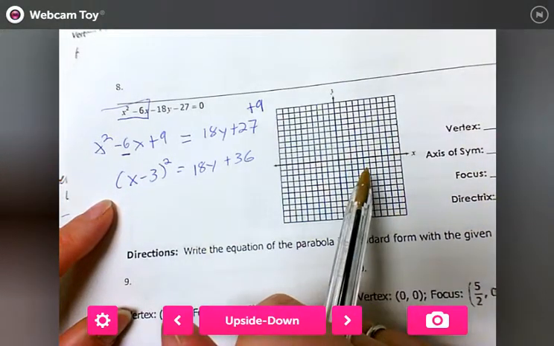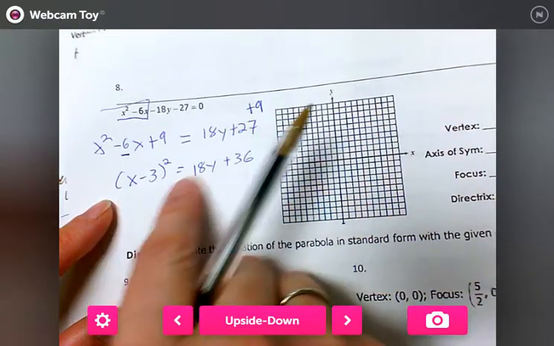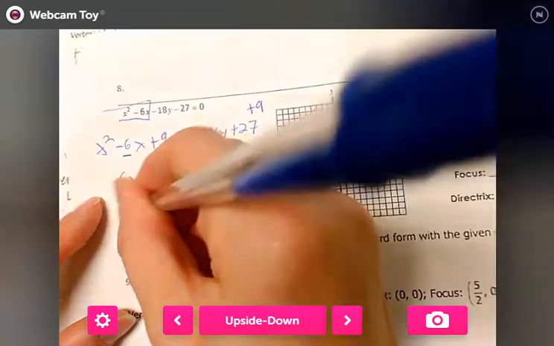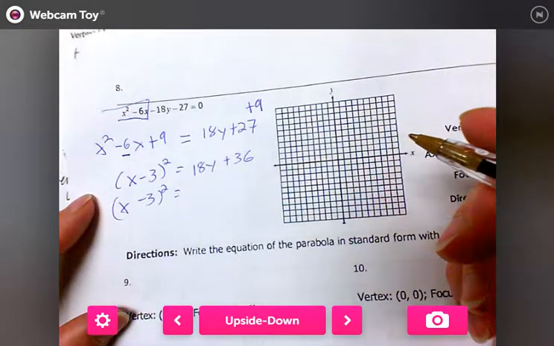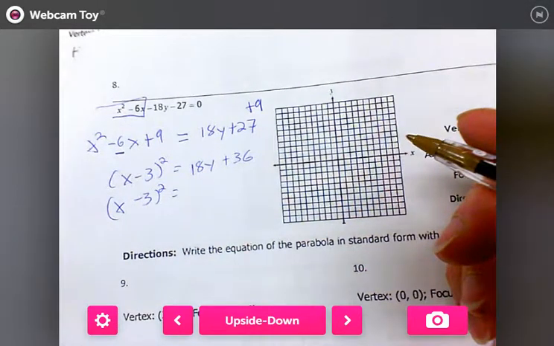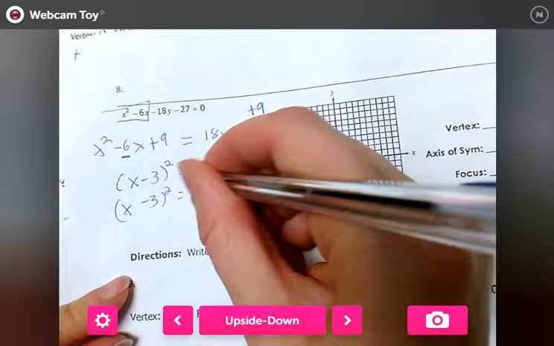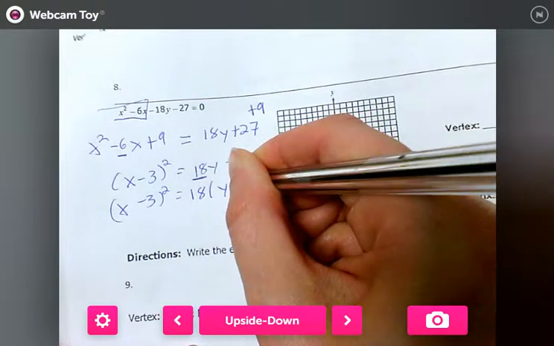Okay, so we get x minus 3 squared equals 18 times y plus 36. What do 18 and 36 both have in common? What's the biggest number that goes into both of them? Bigger than 9. Bigger than 12. Bigger than 16. 18. Always try the smaller number. We get y plus 2. I appreciate you trying, though.